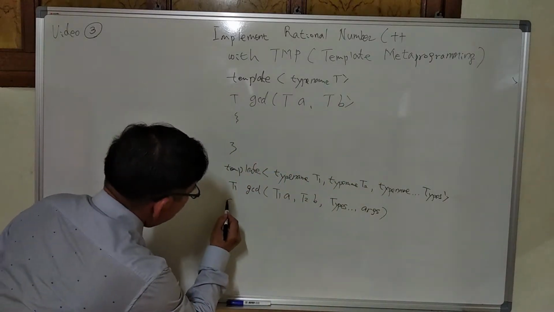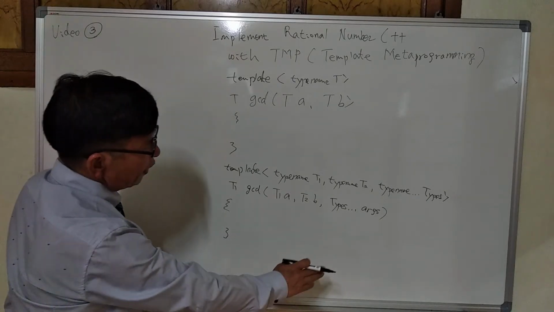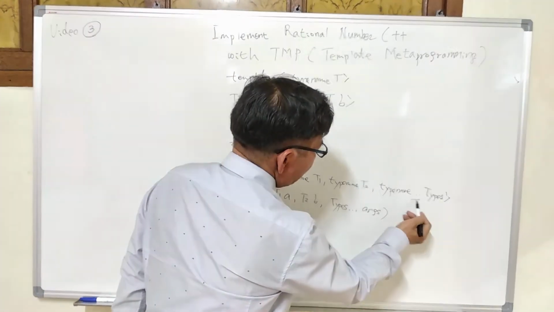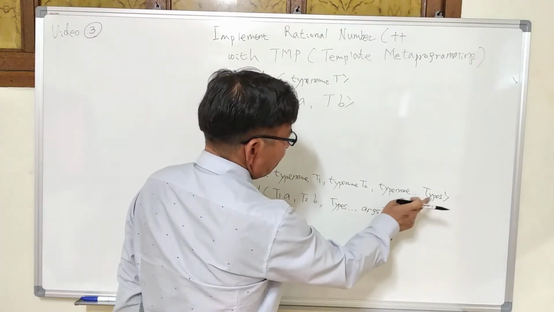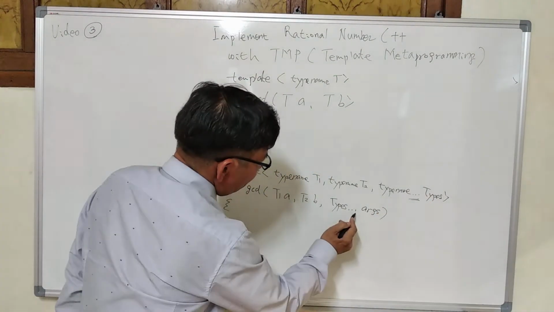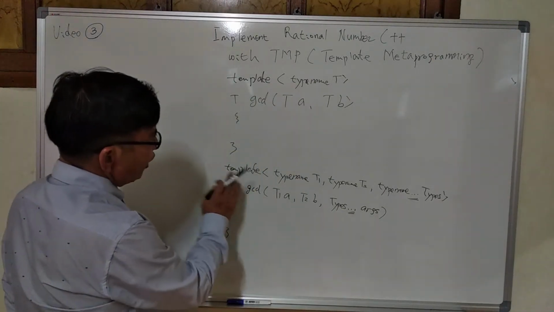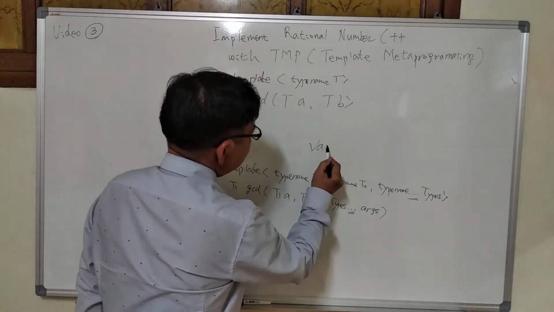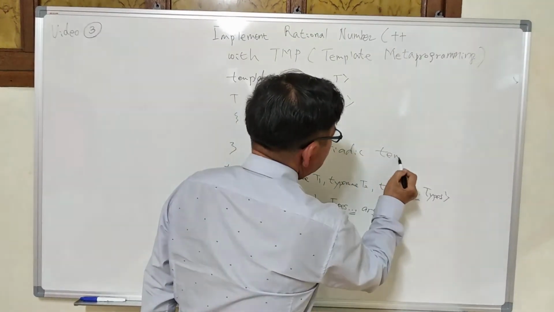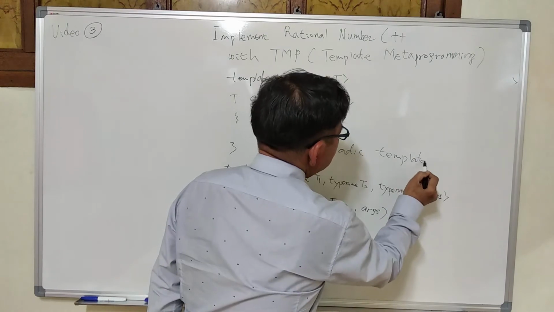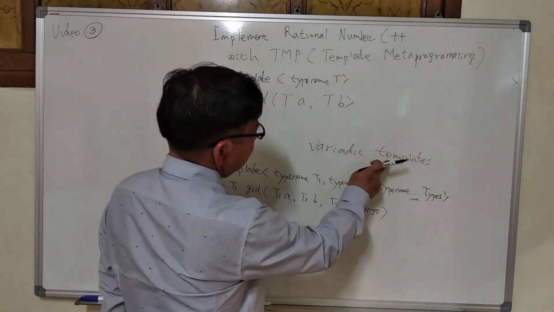Then we create functions like this. This is called a Variadic template. We use a variable number of arguments, a variable number of template parameters, and a variable number of call parameters. This is called a Variadic template. More correctly, this is called a Variadic function template.